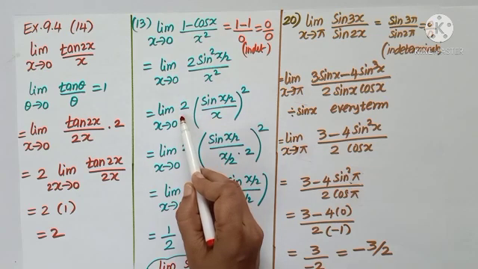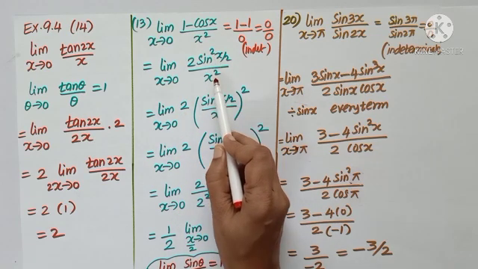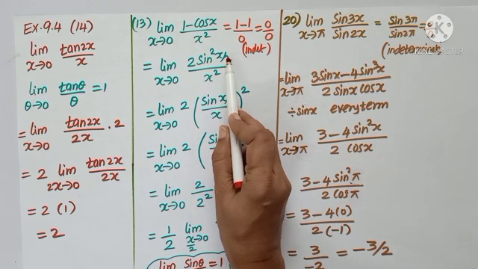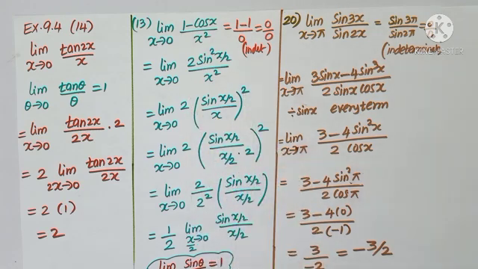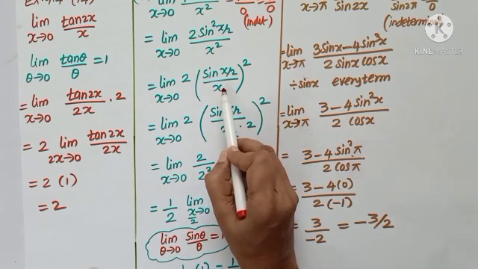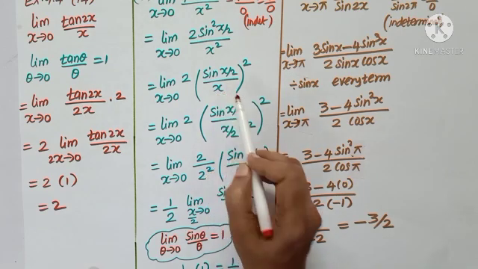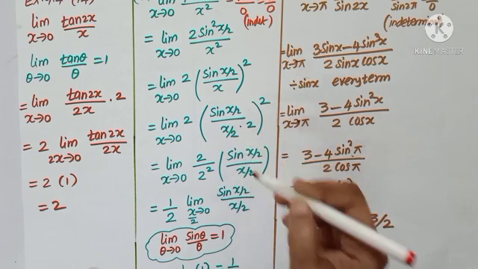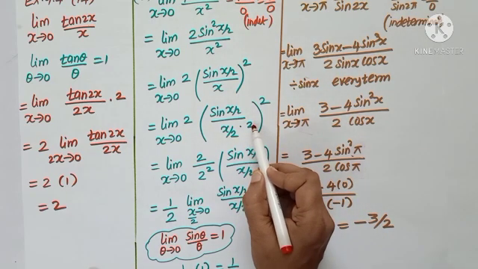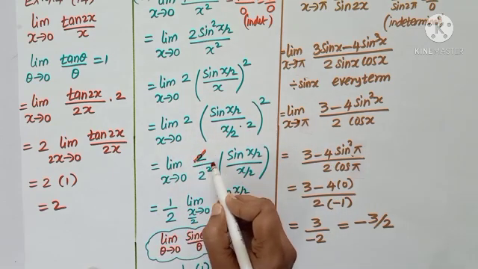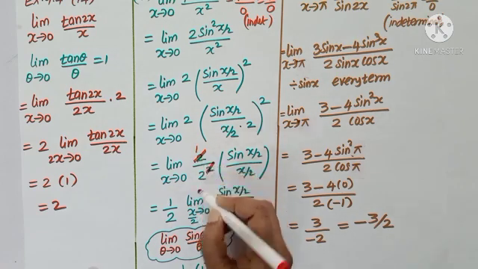Bring 2 out. This is having square, denominator is also having square, so the square I can bring out: sin x by 2 by x, the whole square. To apply the formula, sin theta by theta is 1 as theta tends to 0, I want to bring x by 2 down. So multiply by 2 and divide by 2. I need only sin x by 2 by x by 2. This 2 is an extra term, so bring it out. 2 square will come out. So 2 and square I can cancel, giving rise to 1 by 2.